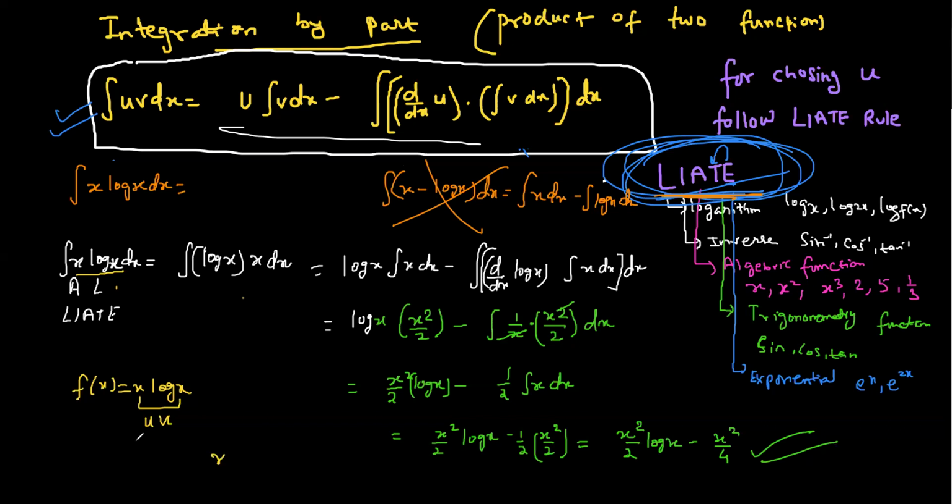Sometimes the function comes in this form, x raised to log x. So basically there are five types of function: logarithmic, inverse, algebraic. Algebraic is what? x square, x cube, x raised to 2.5, any real number you can consider. Trigonometric function is what? Sine, cos x. Exponential function is what?